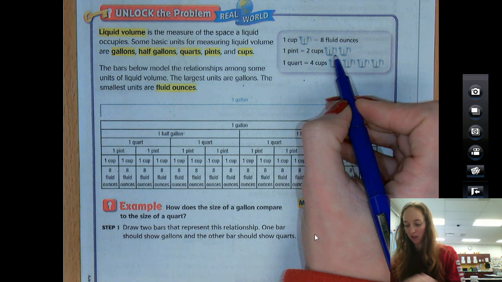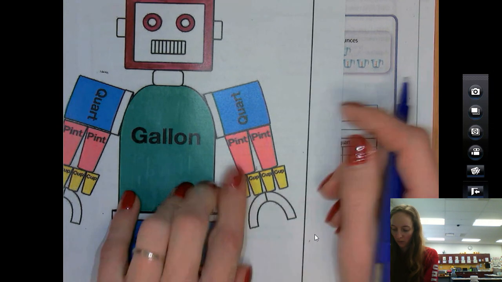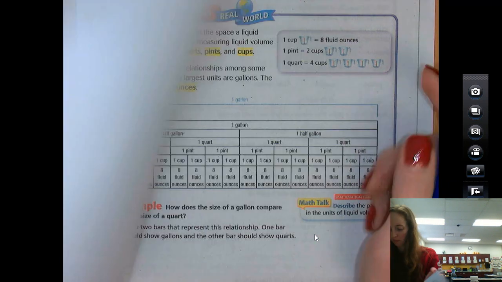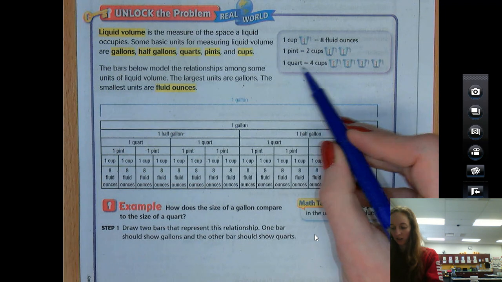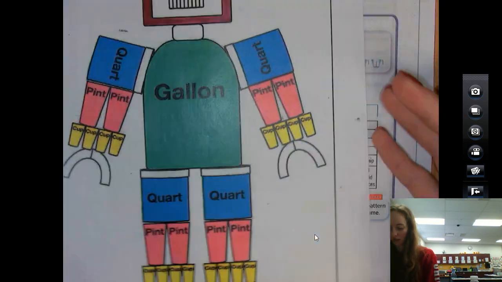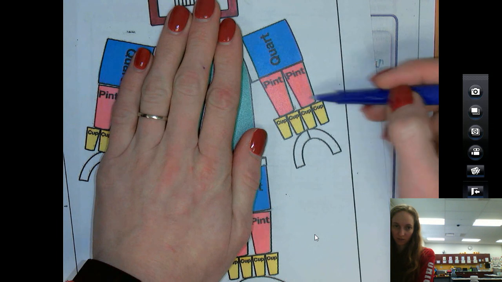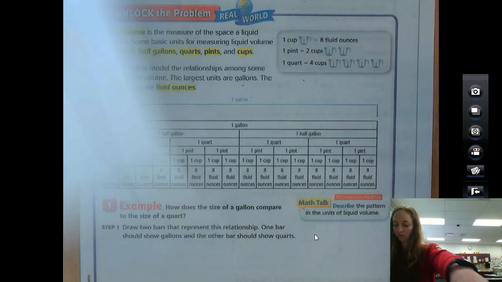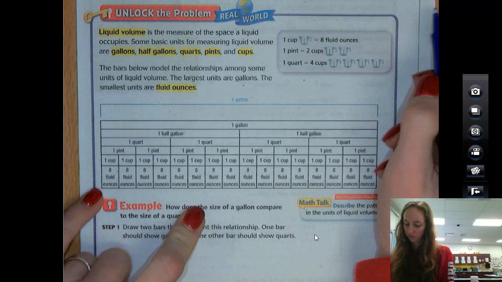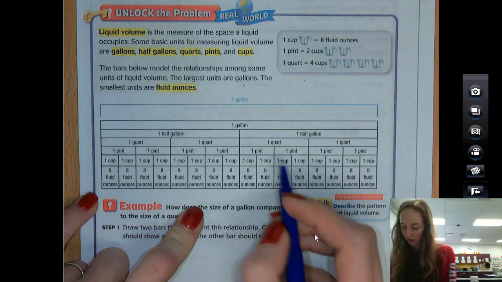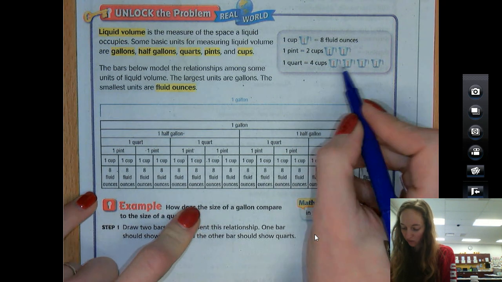We know that from Gallon Man. Remember, 1 pint is 2 cups. And 1 quart equals 4 cups. So 1 quart equals 4 cups. Okay, right? So this basically is the same as Gallon Man. It's just showing you the same thing. Like right here, 1 quart equals 4 cups.